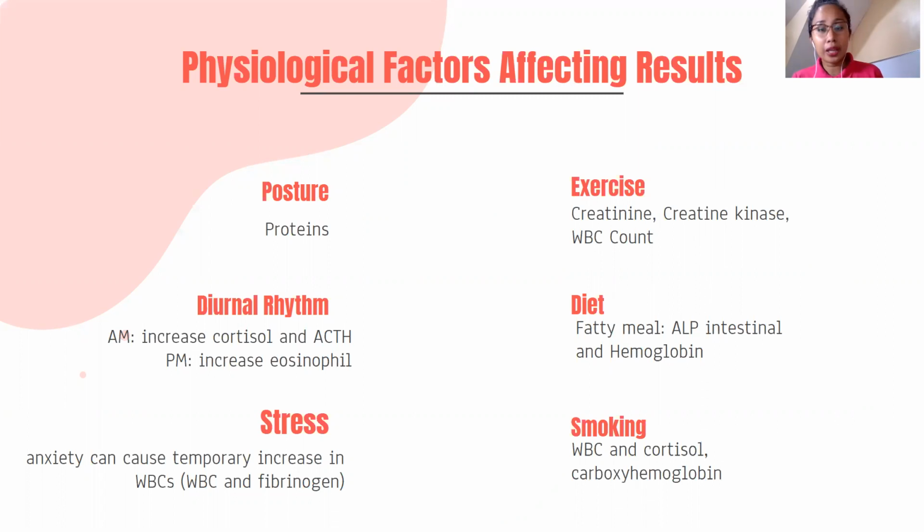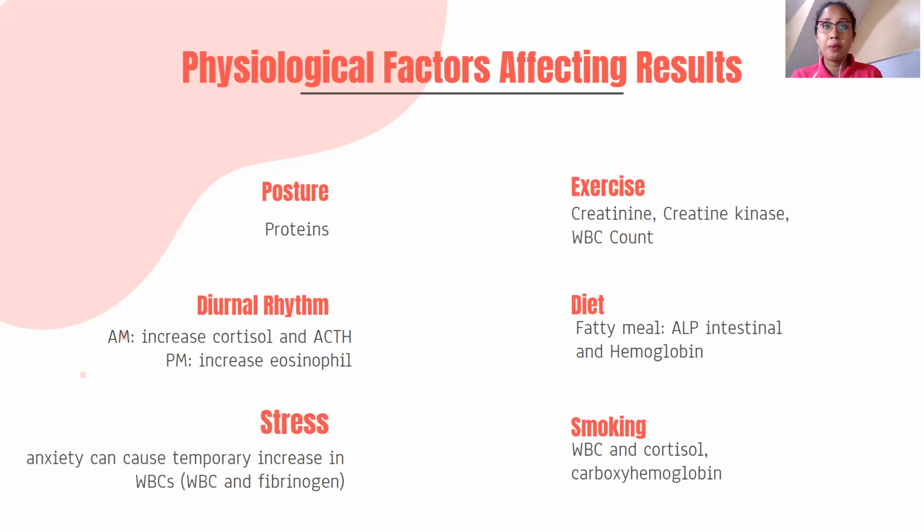What else? Diurnal rhythm. Class, every time that you extract in the morning, the highest analytes you'll expect are ACTH, adrenocorticotropic hormone, and cortisol. So expect that ACTH and cortisol are low in the afternoon. During the afternoon, the type of WBC that's high is eosinophil. Stress, class: WBC, fibrinogen, and cortisol also increase during stress.